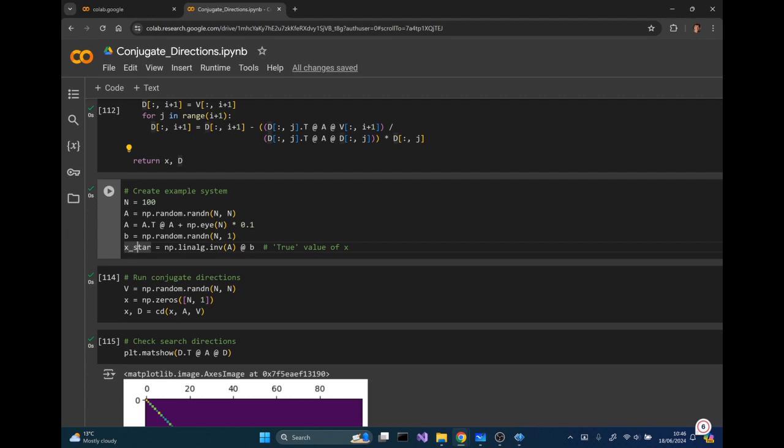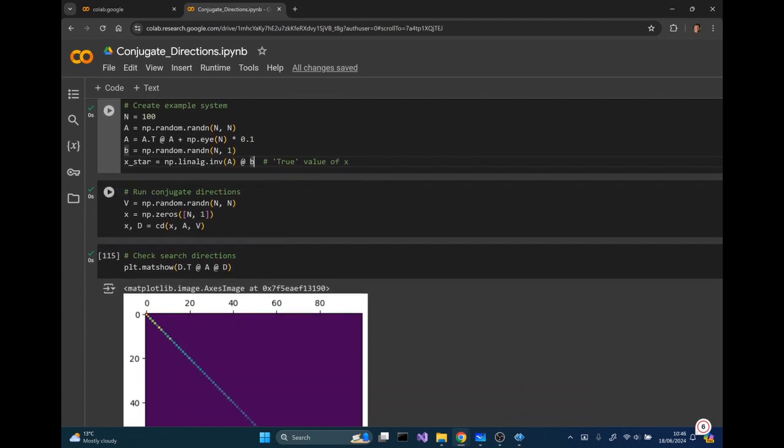So I'm going to say that x star is equal to, so here I've used NumPy's linear algebra module to compute the inverse of A multiplied by B. We'll treat that solution as the gold standard against which we can check our conjugate directions implementation. So we're going to run the conjugate directions algorithm.